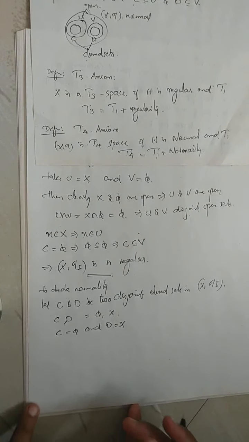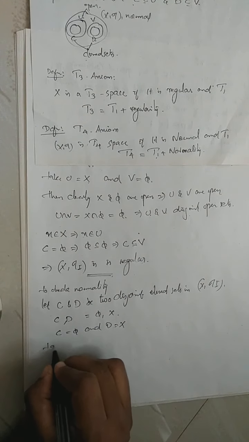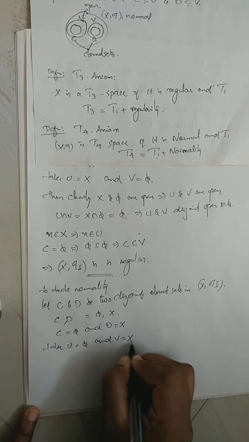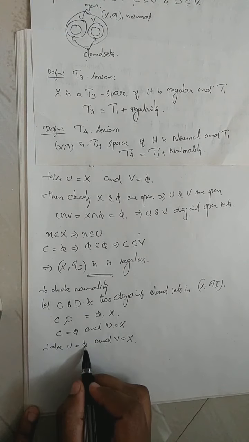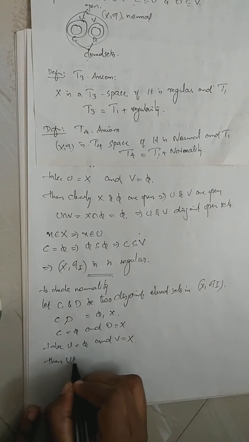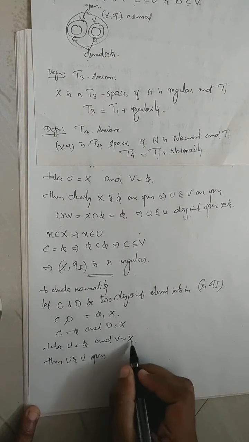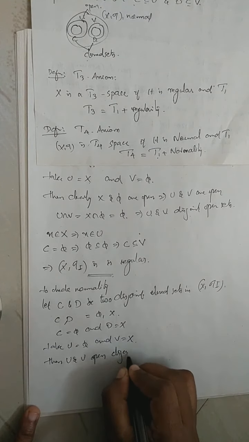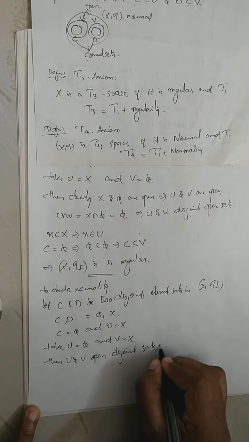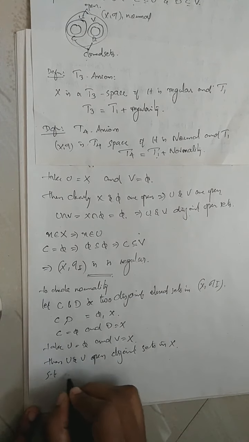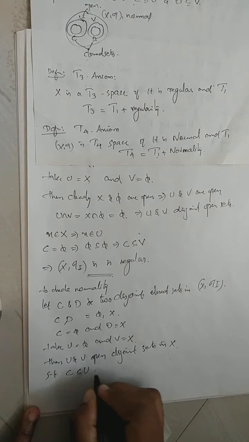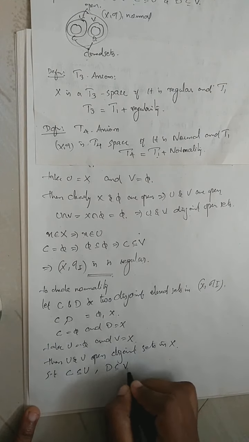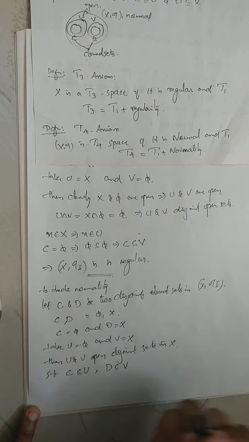Then take U equal to empty and V equal to X, right? Then U and V are open, because the empty set and the entire set are always open. So U and V are open and disjoint sets in X, such that C is clearly contained in U because C and U are empty. And D is clearly contained in V since D and V are X, right?